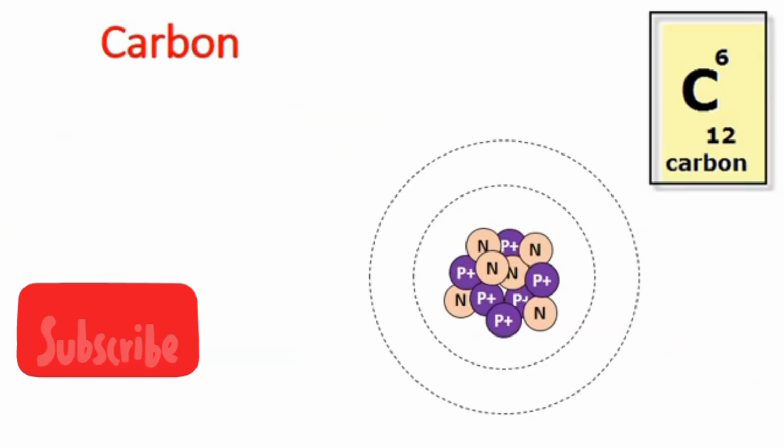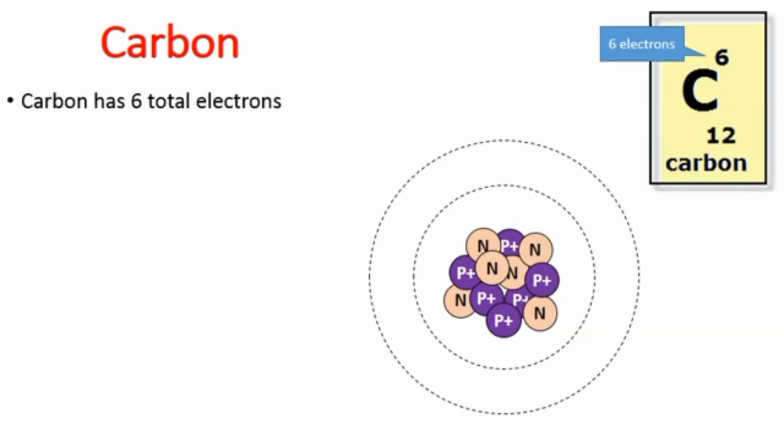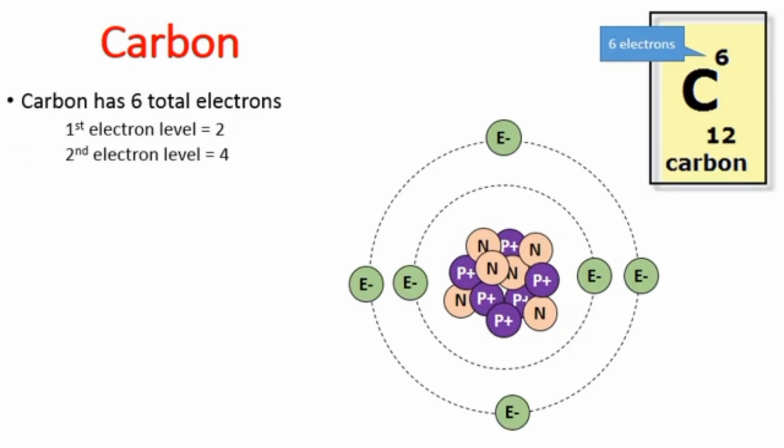Before we start, some basic concepts about carbon. From the periodic table, the atomic number of carbon is 6. Carbon has a total of 6 electrons. The first level has 2 electrons and the second level has 4 electrons. It means a total of 6 electrons are present.